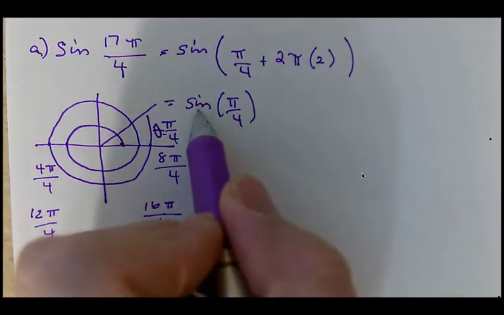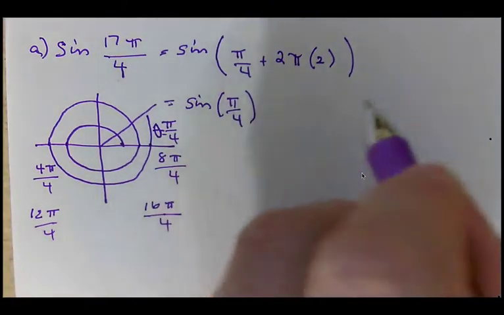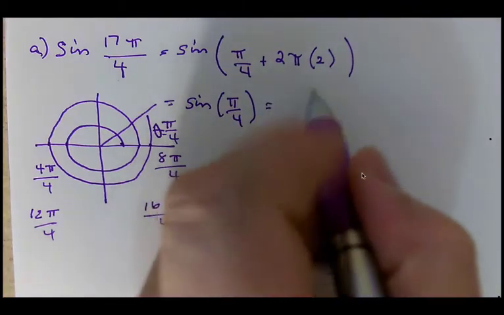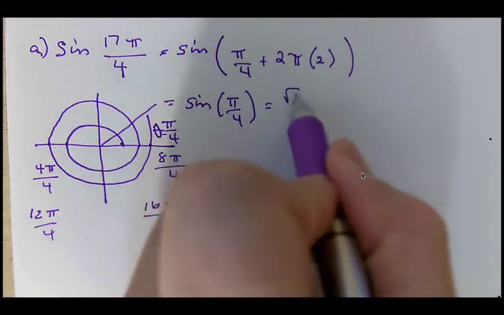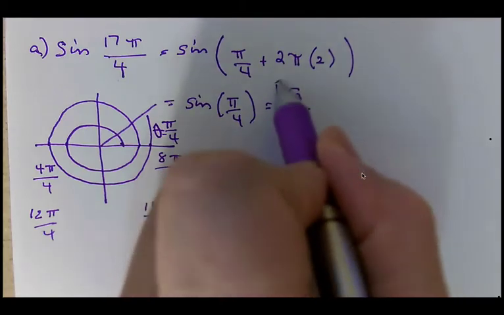What is sine pi over 4? Well, if you look at your unit circle, you would see that that is equal to the square root of 2 over 2, and that is your solution.